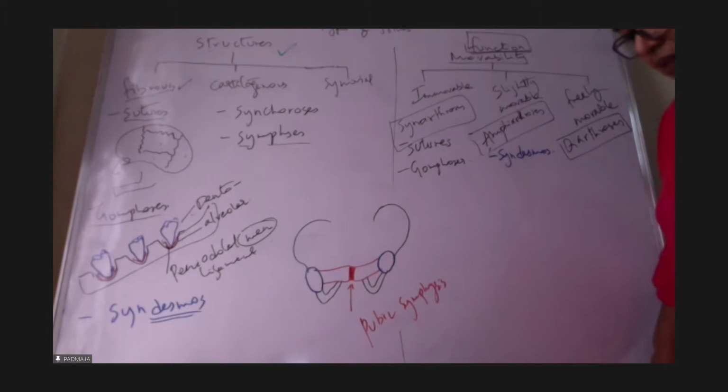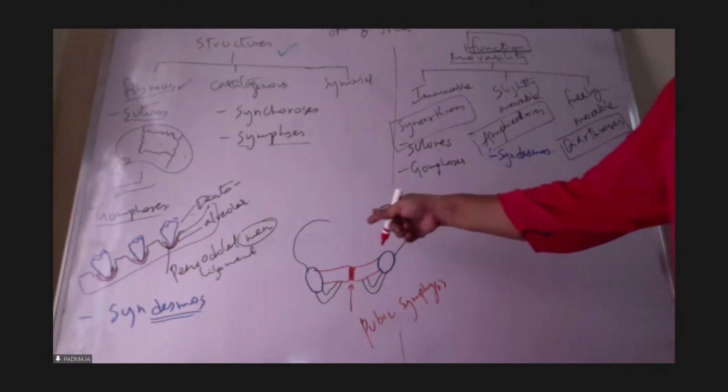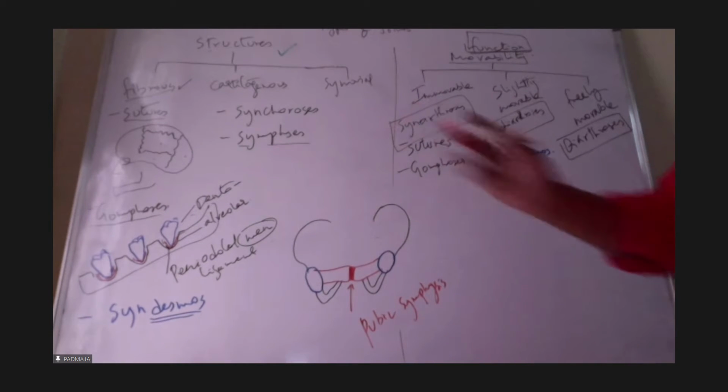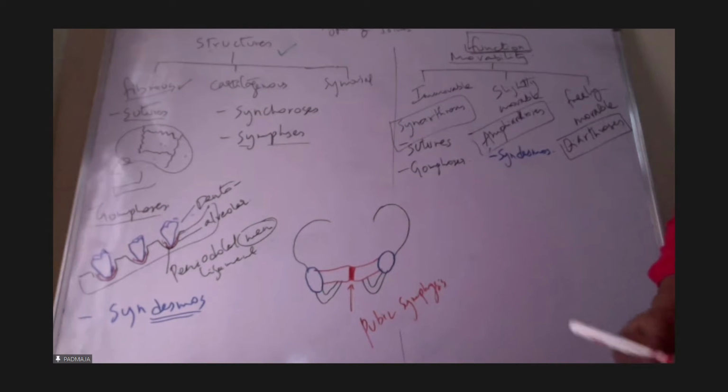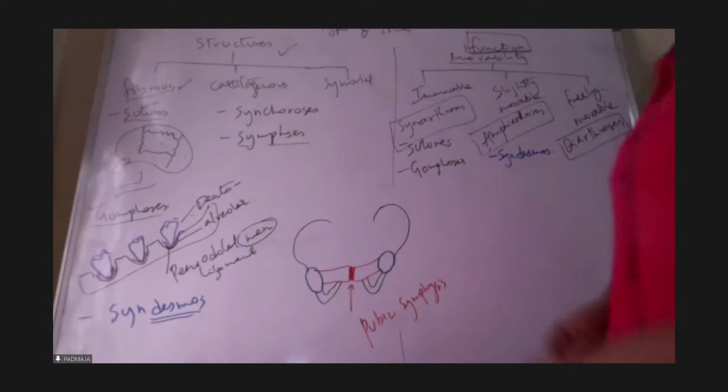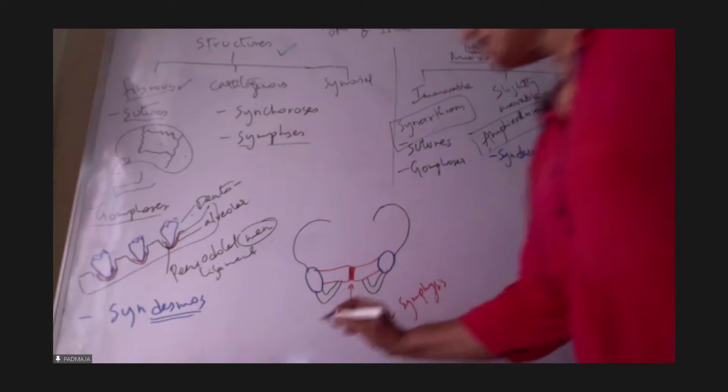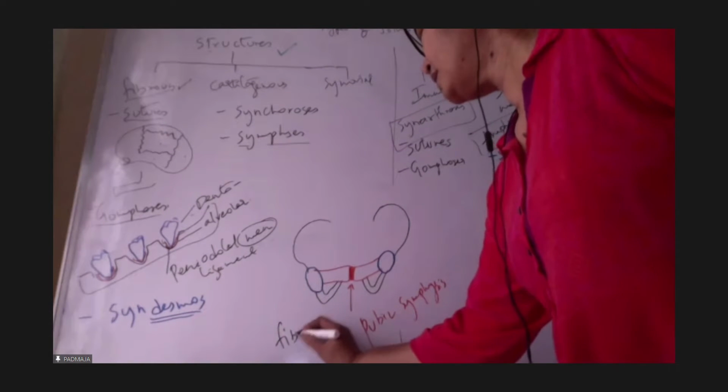Pubic symphysis. Written. And what is it? Fiber or cartilage? What is it? Fibrous cartilage.